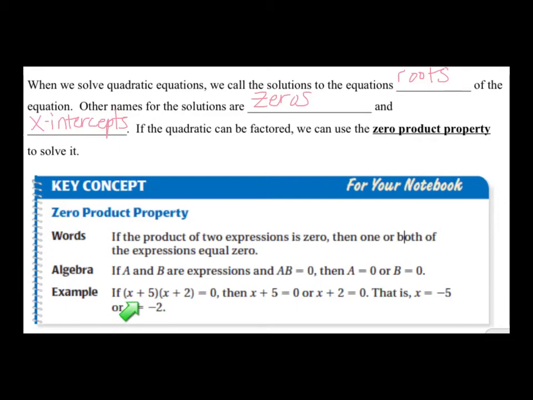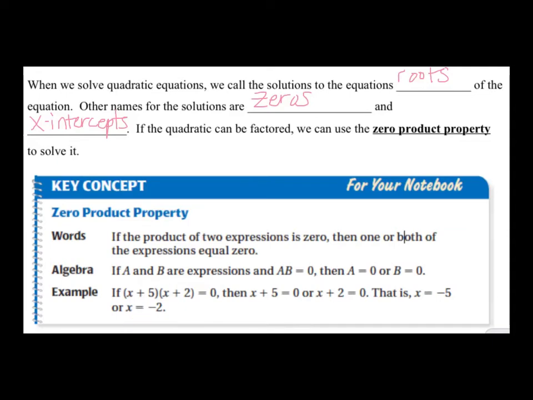Here's another example. If you have the binomial x plus 5 times x plus 2 equals 0, then either the first factor x plus 5 must equal 0, or the second factor x plus 2 must equal 0. So when we solve this first one, if we take away 5 from both sides, we see x would have to equal negative 5. And when we solve the second one, x plus 2 equals 0, take away 2 from both sides, x would have to equal negative 2.